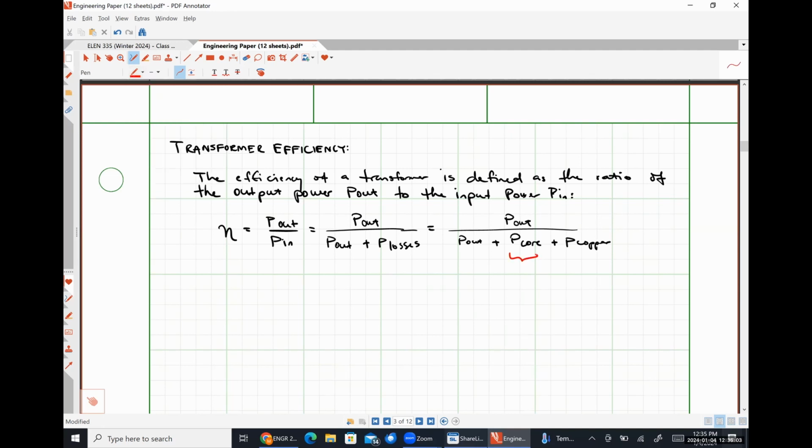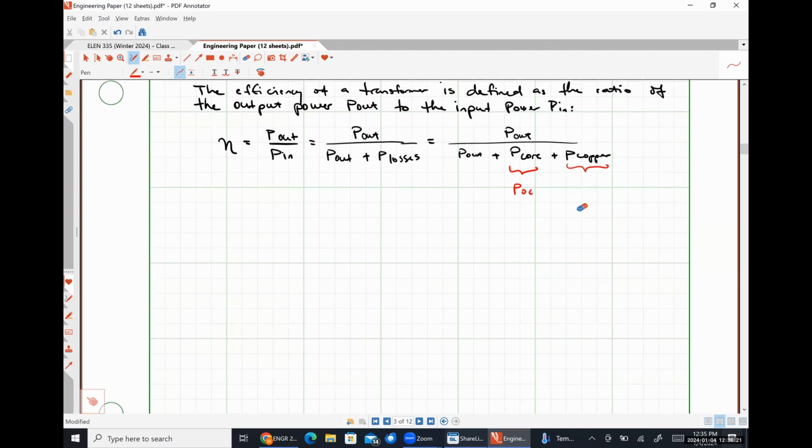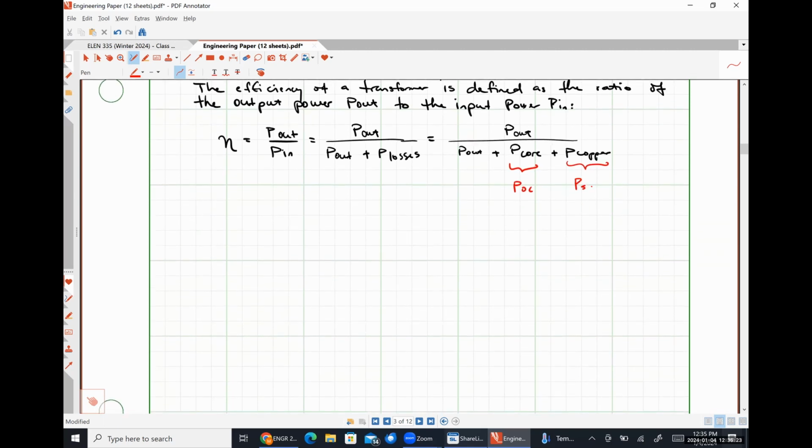Well, our core losses are literally what's measured by the wattmeter in the open circuit test. And our copper losses is literally what's measured by the wattmeter during, I don't know why my screen is scrolling on me like that, our short circuit test. So this is all information that's regularly provided to us during the transformer testing process.